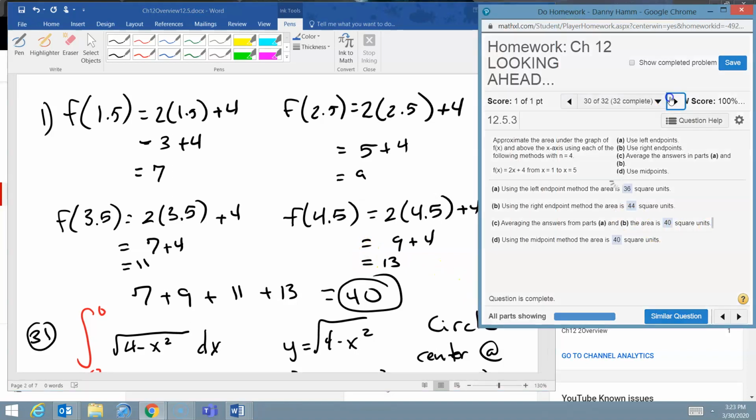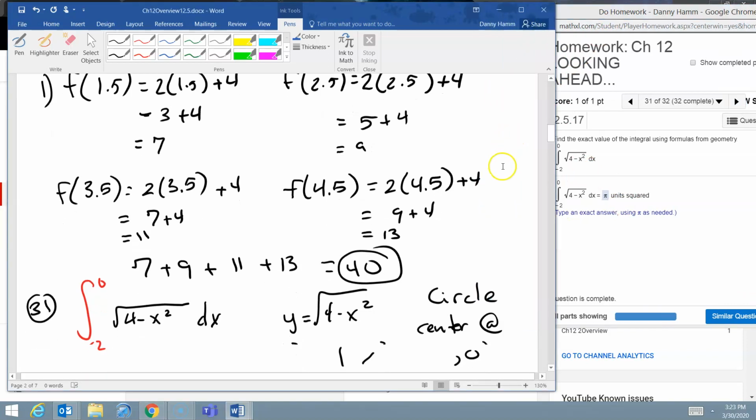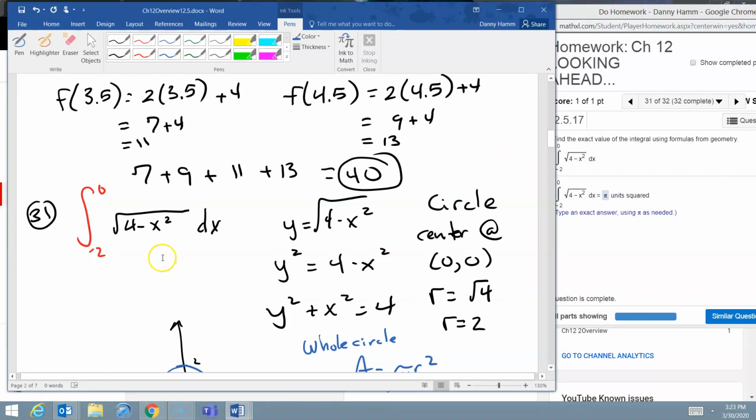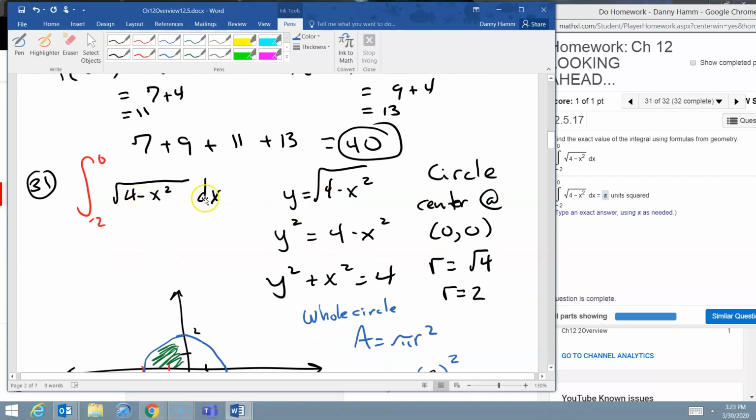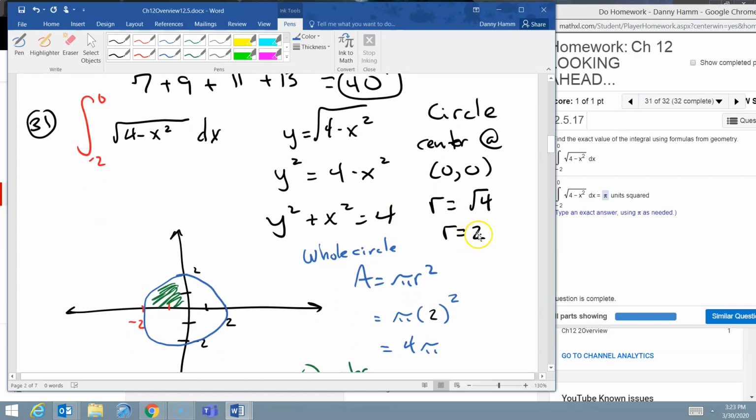On to 31. Looking at this, it might not be as obvious that we're looking at a circle here. And so we have y is equal to this function that's given us, the square root of 4 minus x squared. We square both sides, we get y squared, and we move the x squared over by adding. And so here we see the formula of a circle. So y squared plus x squared is equal to r squared. And since we're not adding or subtracting anything at y, that means the center of our circle is at 0, 0. And we take the square root of 4 and we get 2, and that is our radius.